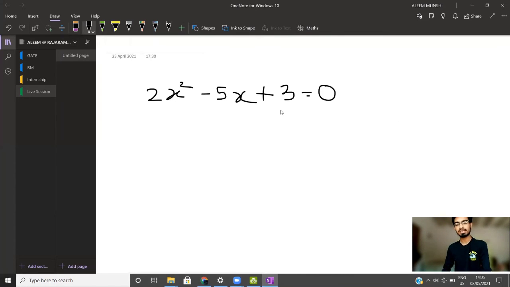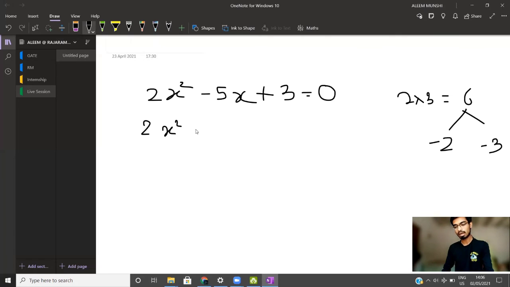Factorization says the product of the end coefficients must be split in such a way that its addition or subtraction must be equal to the middle coefficient, that is minus 5. If I look carefully, 2 and 3 make plus 5, but I want minus 5. So why not consider minus 2 and minus 3? The product is also equal to plus 6 and its addition is equal to minus 5. So considering this, I can write it down like this.